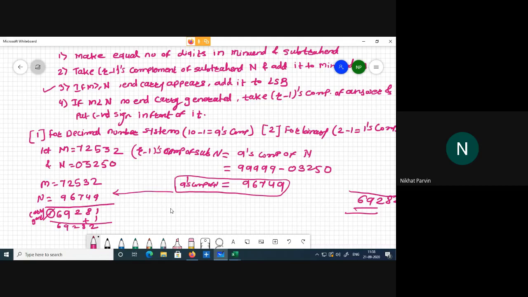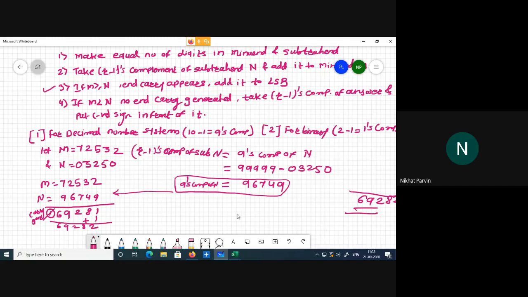If the minuend is greater than the subtrahend, a carry will be generated. That carry we need to discard and add to the LSB. The remaining answer will be the actual answer of the given two numbers.